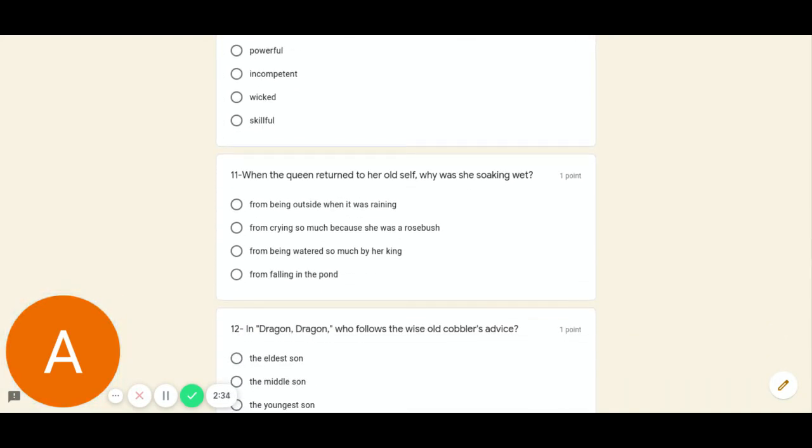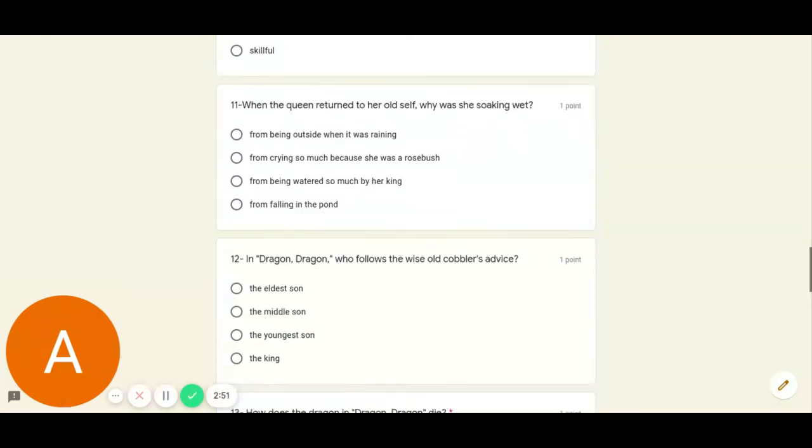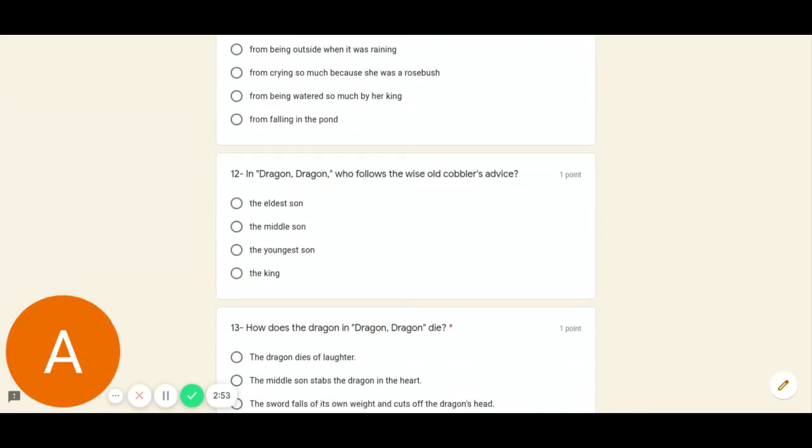Number 11. When the queen returned to her old self, why was she soaking wet? From being outside when it was raining, from crying so much because she was a rosebush, from being watered so much by her king, from falling in the pond. Number 12. In Dragon Dragon, who follows the wise old cobbler's advice? The eldest son, the middle son, the youngest son, the king.